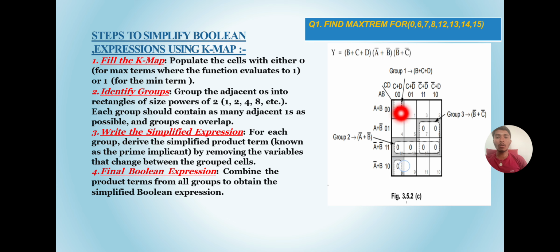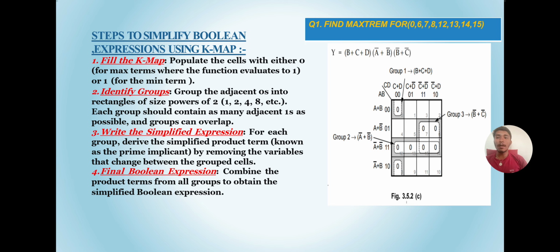We can't group diagonally, we can group only horizontally or vertically. So we are grouping this one, and we are representing it as a third group. So this is the identification of the groups and grouping of the terms. Then write the simplified expression. Writing of the simplified expression for the group terms is the next step.